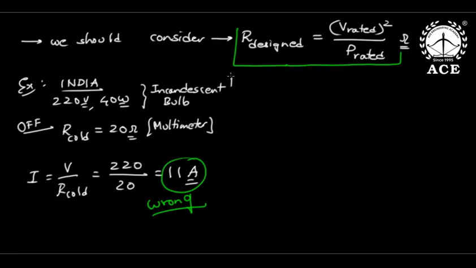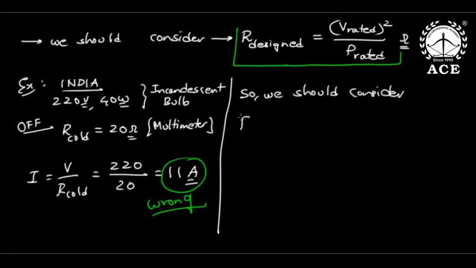We should consider the design resistance, R hot. I will call it R designed. Now what is R designed? It is V rated square by P rated.